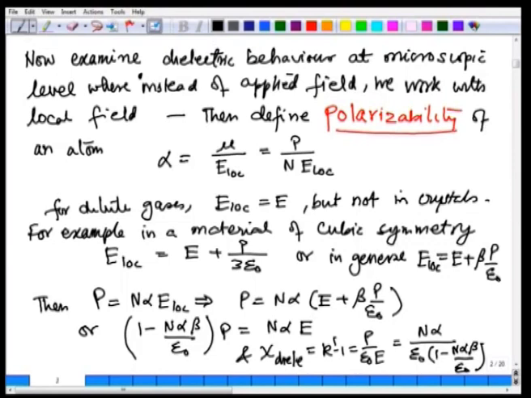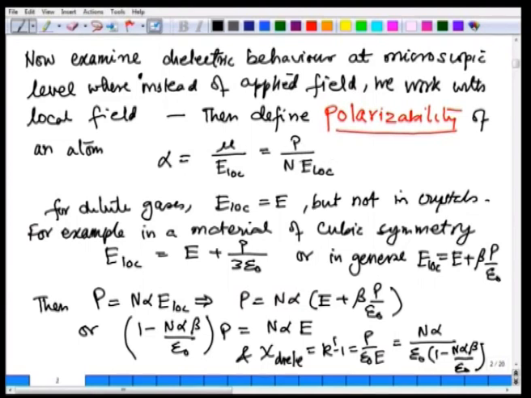of an atom. That means we are now dealing with the microscopic level, with this quantity alpha, which is the same thing as mu divided by E, but this time the electric field is the local field instead of the field that is applied, which I can then write as P divided by n E local. Remember, P is the dipole moment per unit volume, and n is the number of dipoles per unit volume, of course all aligned, and hence we are able to do this exercise in a scalar way. So it's the same expression we have written.